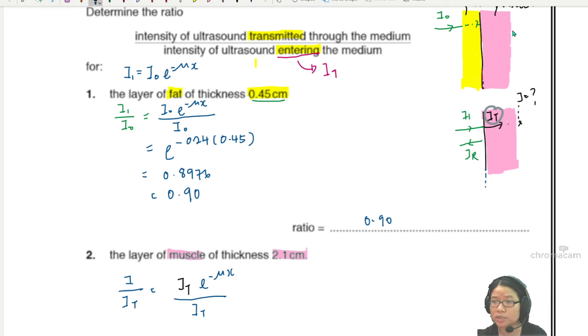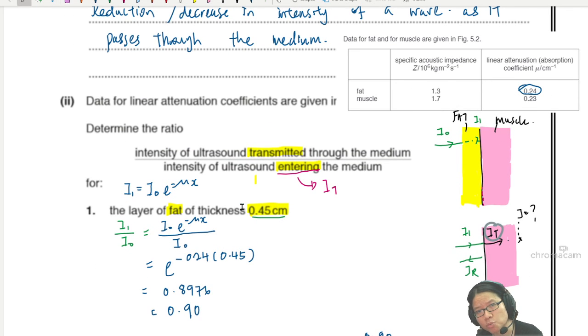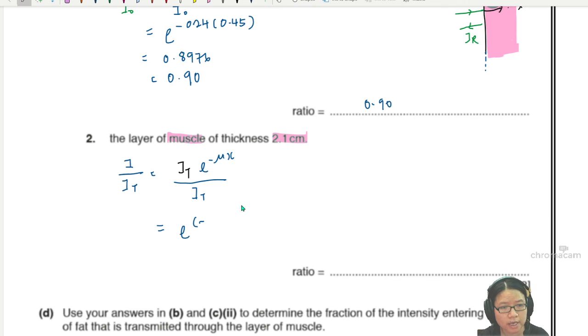Once again, the IT and IT will disappear. So we will basically repeat the same calculation, and the only difference is now we will use a different mu value. Your mu is 0.23, so negative 0.23 over 2.1 cm of muscle. This one is relatively straightforward. You don't have to complicate it until the third point. I'm just laying down the foundation for part D. This is 2.1, so this will give us 0.6169, which is 0.62, sticking to 2SF.